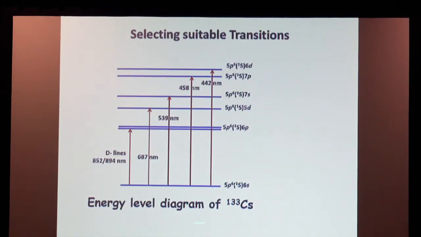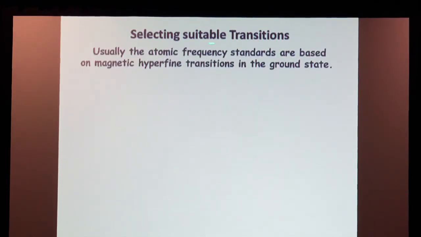And then selecting suitable transitions. Now, the cesium atom has a ground state and a host of excited states. All these transitions traditionally are in the visible and infrared and so on. But again, we realize that we cannot be using these transitions for making atomic clocks. We are talking about the 1950s and 60s, when lasers had not yet come in. So we had to do something else. Usually the atomic frequency standards are based on magnetic hyperfine transitions in the ground state.